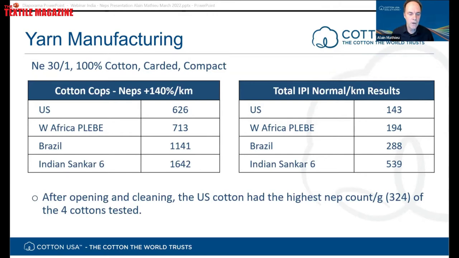Finally, we have the results in the yarn, and this is a count 30, 100% cotton carded compact. On the left table, we show the NEPS per kilometer using the 140% scale on the Uster tester. On the right table, we see that the yarn spun from US cotton shows very good IPI value. A reminder that after opening and cleaning, the US cotton had the highest NEP count of the four cottons tested. Regarding the high number of NEPS in the yarn with the Shankar 6 cotton, we believe that this cotton has more biological NEPS and a lack of opening in ginning.